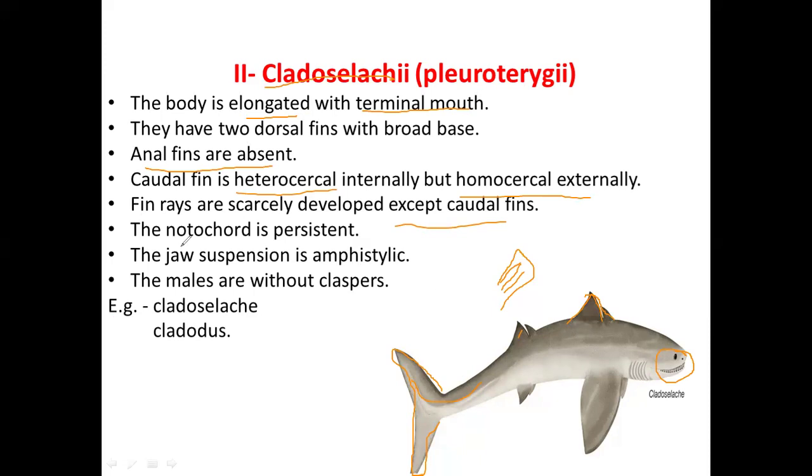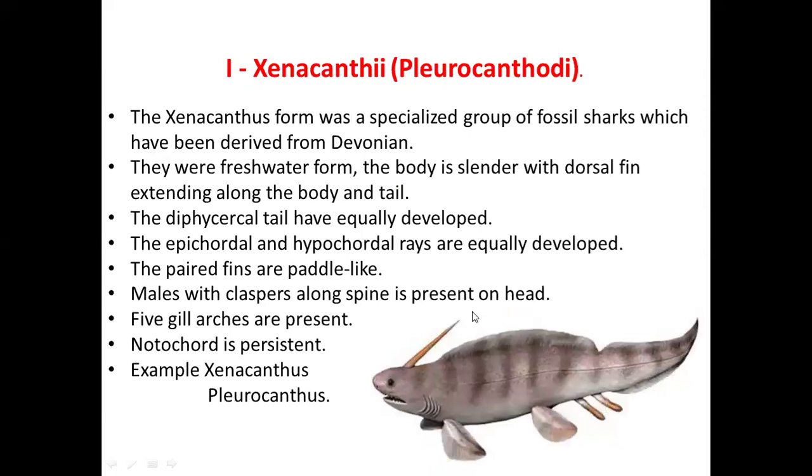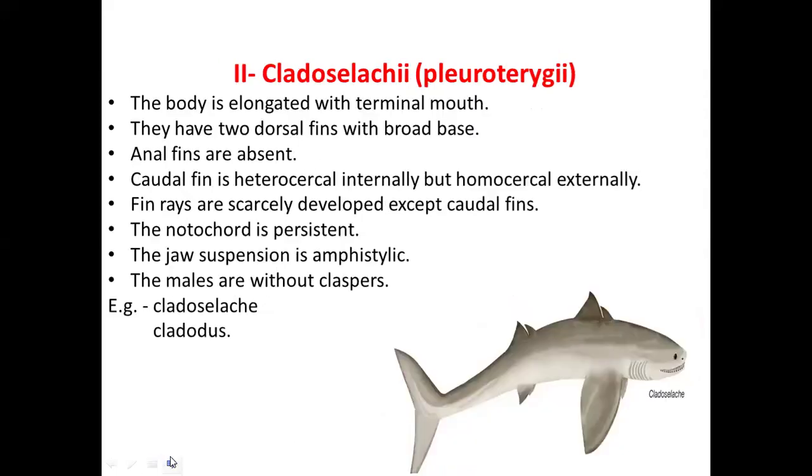They'll be having the notochord throughout their life. Jaw suspension is generally amphistylic. Males are without claspers. In the previous subclass, Xenacanthi, they have the clasper at the head, on the top of the head, as you have seen. This Cladoselachii won't be having any kind of claspers. This is the diagram of Cladoselachii. And see, this is the clasper which is not present in the Cladoselachii.